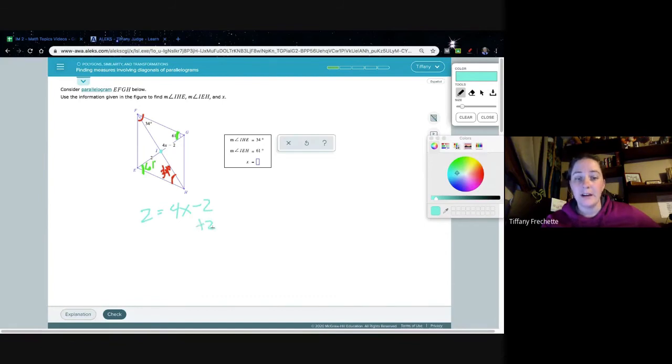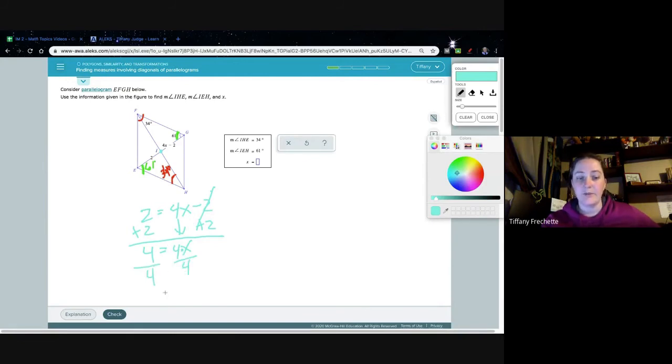So we have to start undoing all the pieces that are by this x. So we have 2 plus 2 is 4, equals, we bring down 4x. Negative 2 plus 2, any number where it's the same number and one's positive, one's negative, they cancel. And then this is 4 times x, so we undo that with division.